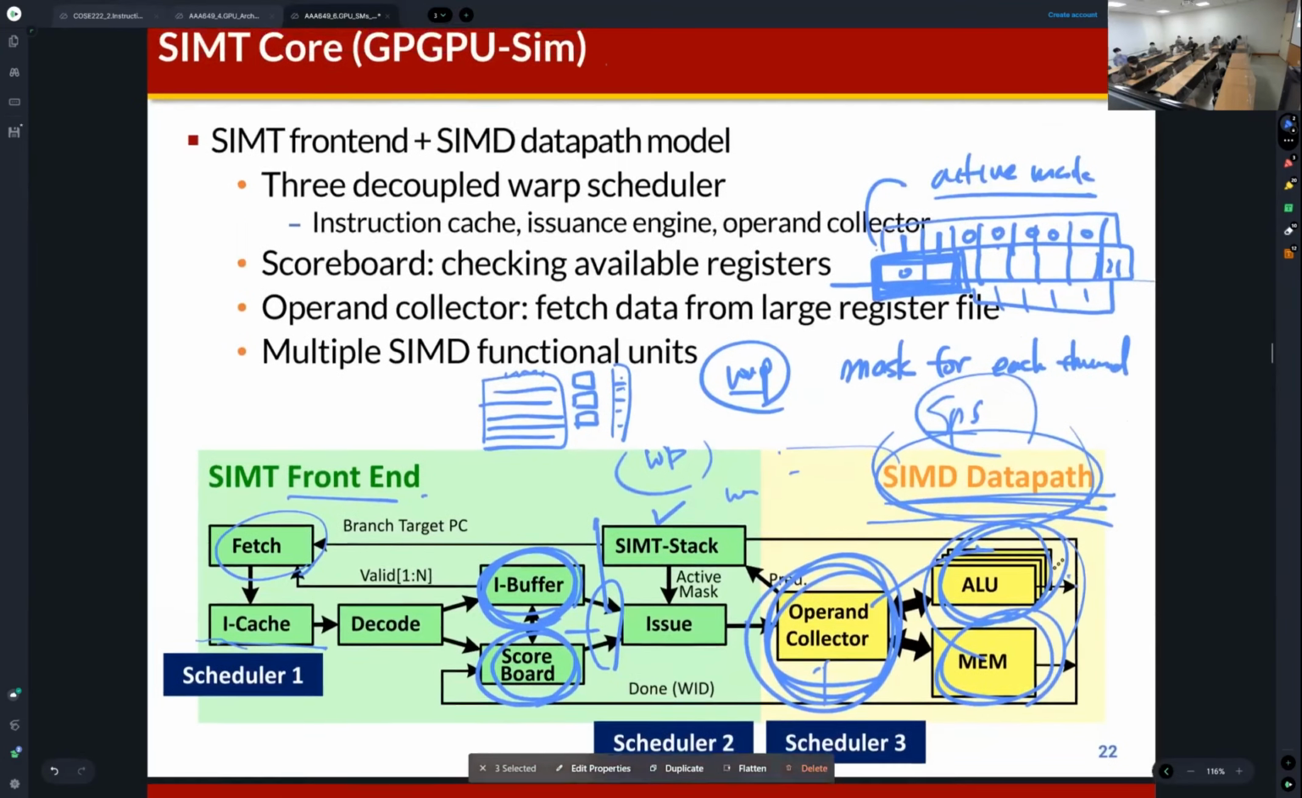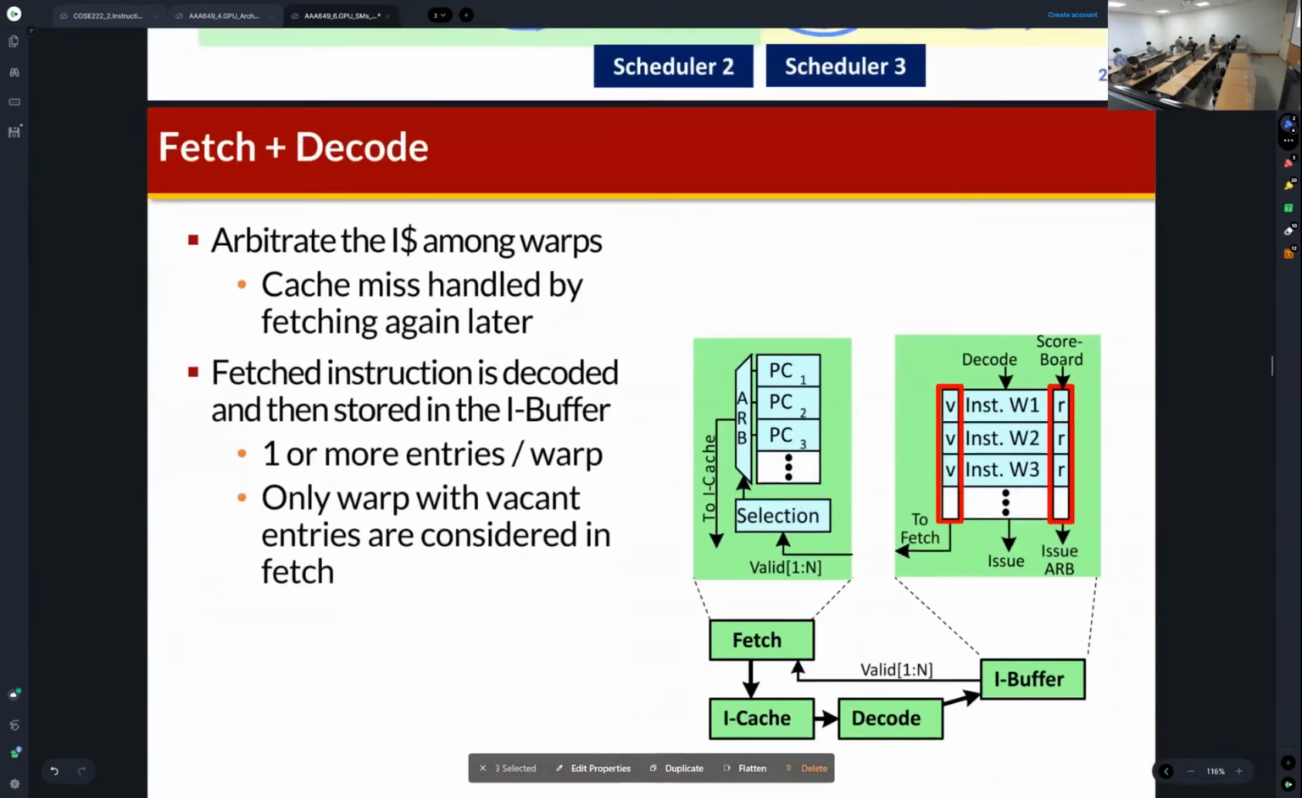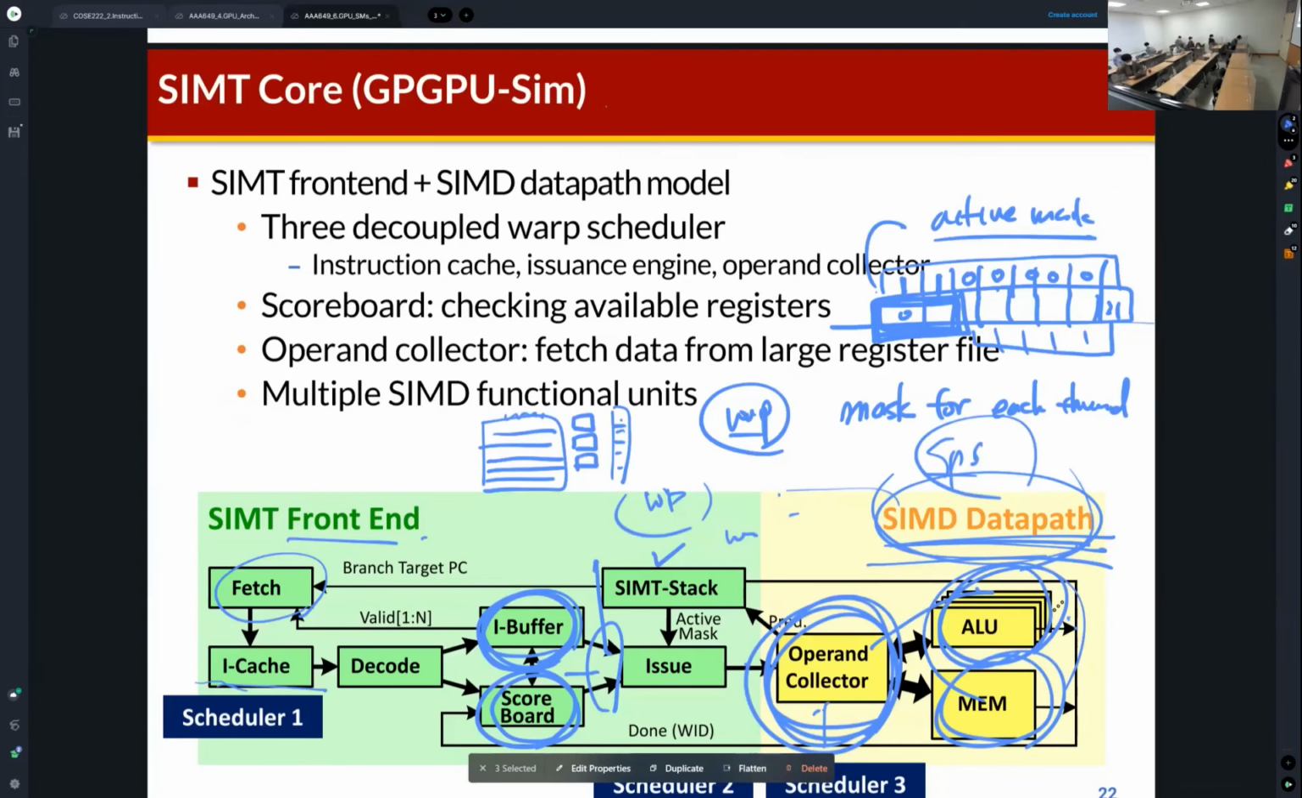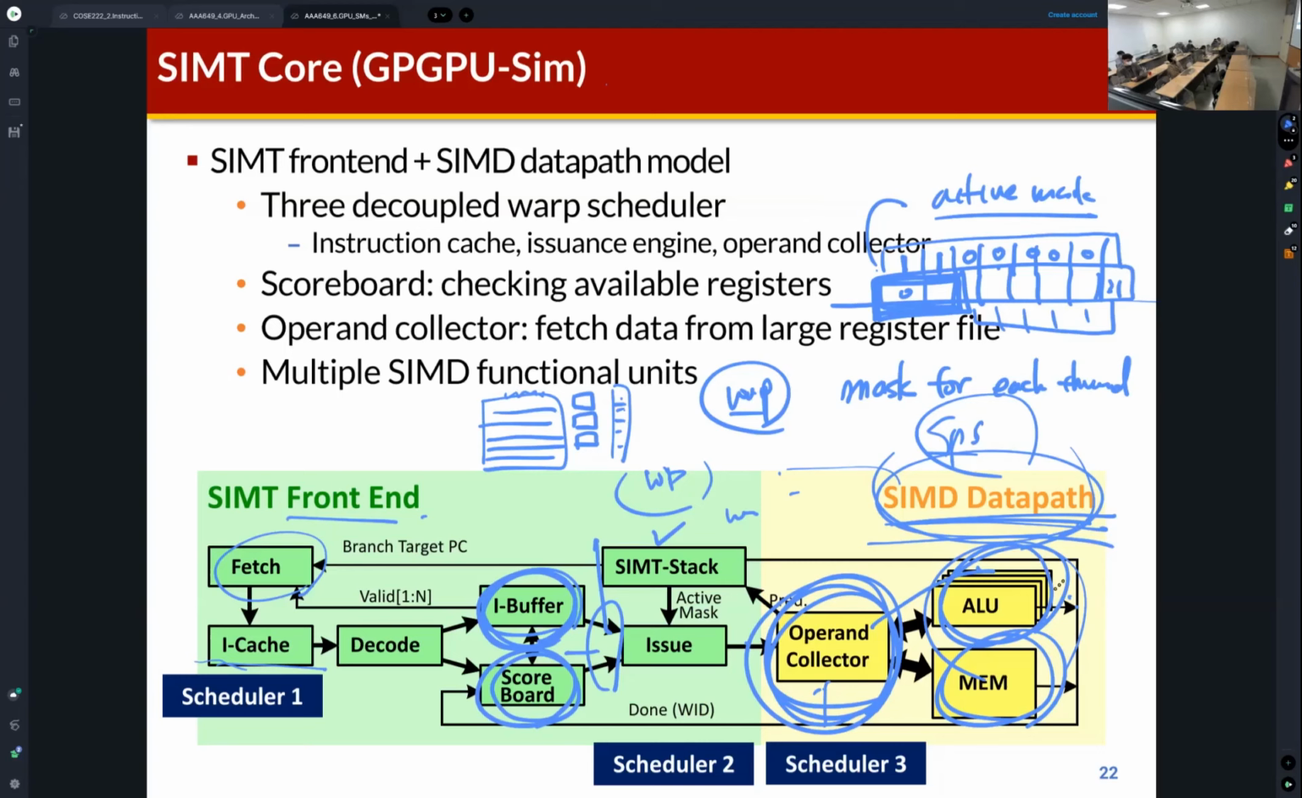So let's take a 10-minute break, and after that I will explain the detailed architecture of each component. Okay. Any questions? Okay. So let's take a 10-minute break. Okay. Let's resume the class.